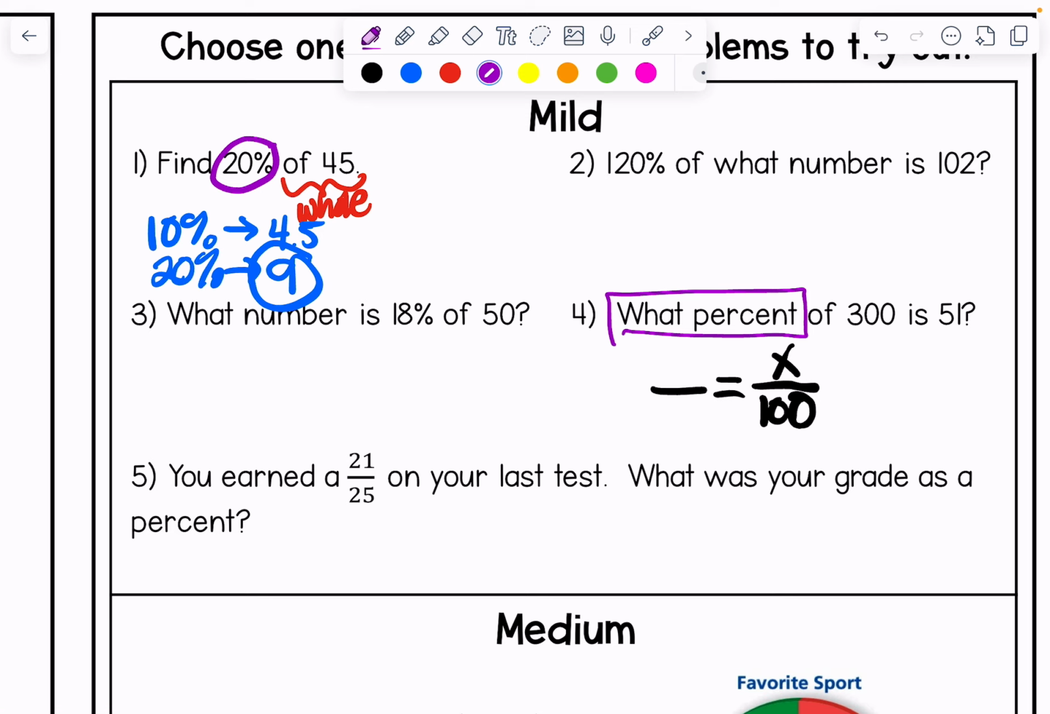And then I need to figure out, okay, the 300 and the 51, which one's my part and which one's my whole. So it says what percent of 300. So usually your whole is going to be coming after that word of. So this is my whole. And then 51 is my part. And so then I'll end up with 51 over 300 is equal to x over 100.